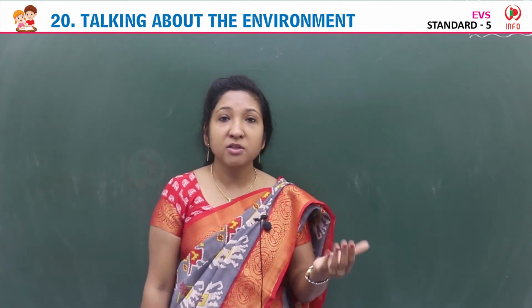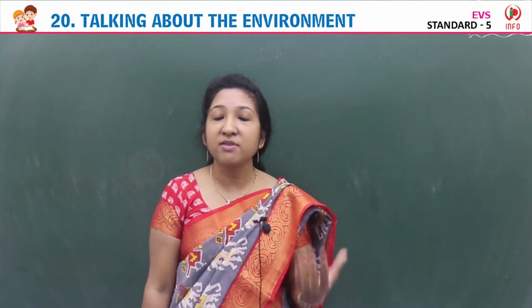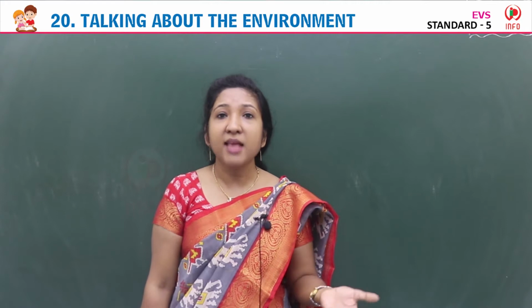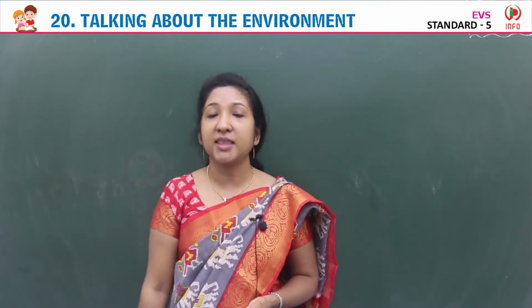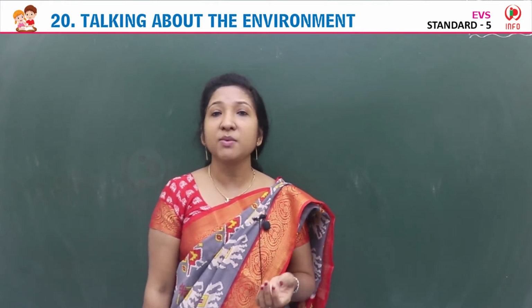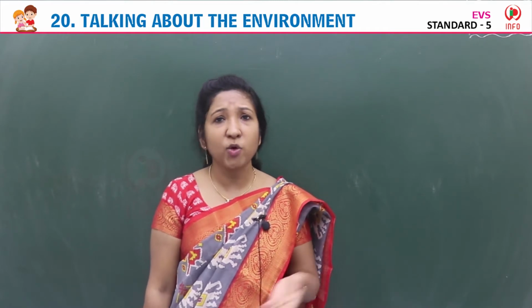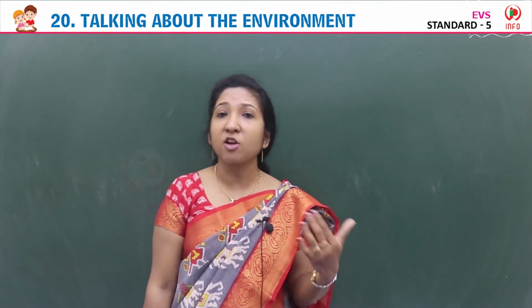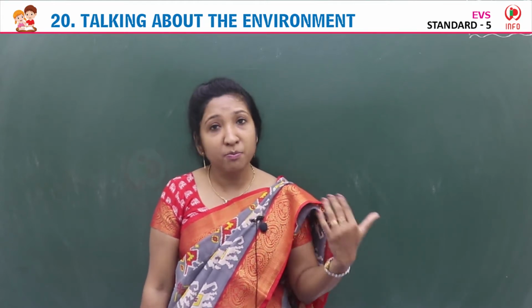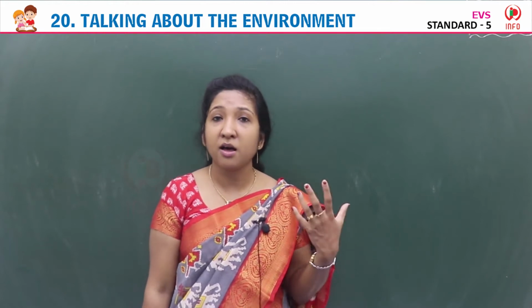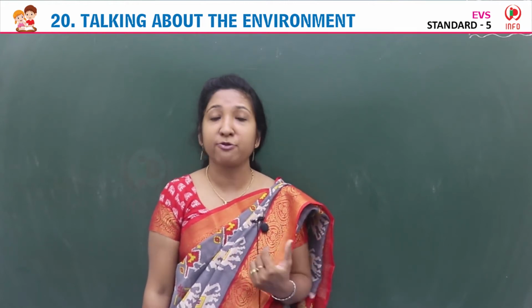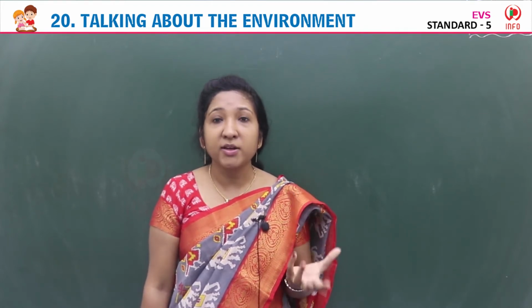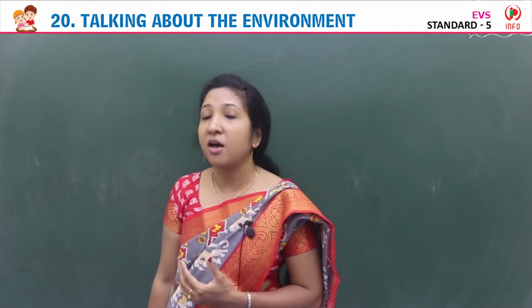So, living things and non-living things, all together form the environment. Living things means plants, animals, and we human beings. Non-living things means land, water, air. All living things and non-living things are important components of this environment or our life. So it is very important that we should take care of our environment.